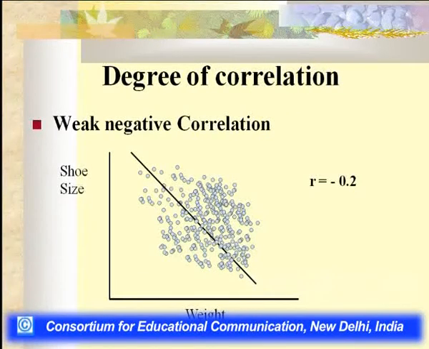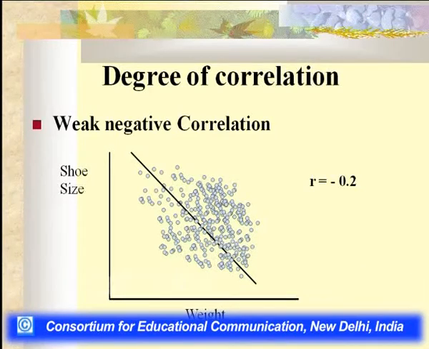Now let us see this. This is a degree of correlation with a very weak negative correlation. On the x-axis we have the weight, on the y-axis we have the shoe size. R is equal to minus 0.2.